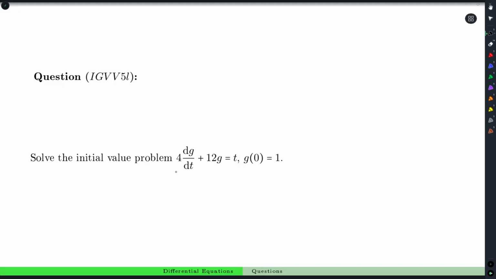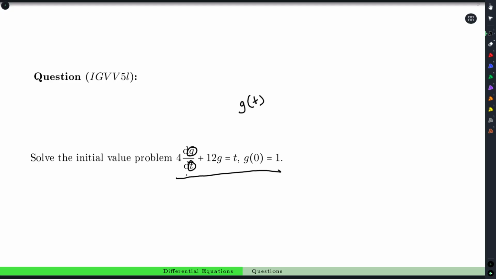Solve the initial value problem. Let's survey this expression here. What do we got? 4 dg by dt plus 12g equals t. So the dg by dt gives it away that we're looking for an unknown function g in terms of t.